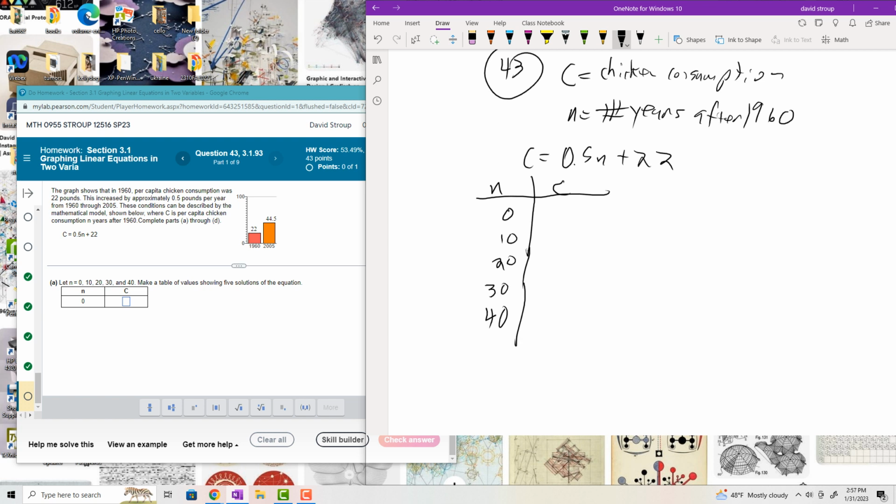So plugging in 0, you got 0.5 times 0 plus 22, that's just 22. 0.5 times 10 is 5 plus 22, that would be 27. 0.5 times 20 is 10 plus 22, so that'll be 32. Looks like it's going up by 5 every time, right? So 22, 27, 32, this will be 37, and then 42.